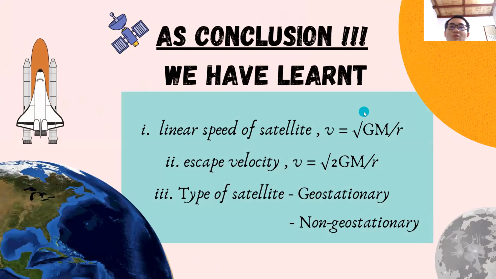As a conclusion, we have learned three main things: the linear speed of a satellite, V equals the square root of GM over r; escape velocity, V equals the square root of 2GM over r; and the third is types of satellites, which are geostationary and non-geostationary satellites.